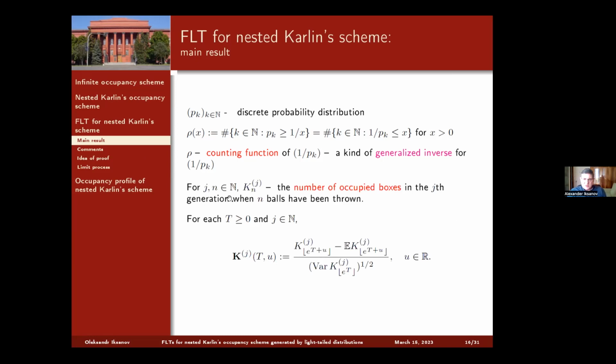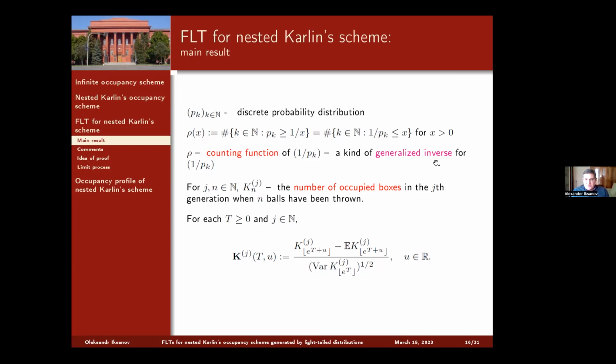Now for positive integers j and n, denote by K_{n,j} the number of occupied boxes in the j-th generation, provided that n balls have been thrown. And I assume that the number of balls thrown is e to the power t plus u, as u ranges over the whole real line. Further, I center this random variable with its expectation and normalize with the square root of its variance.